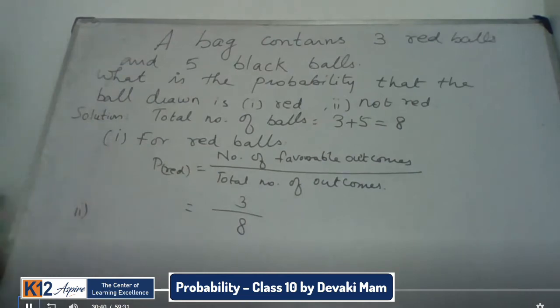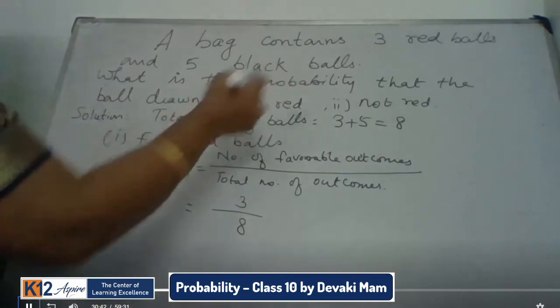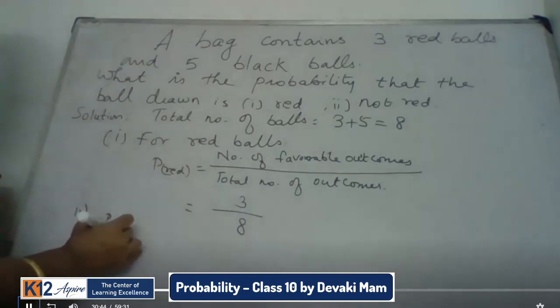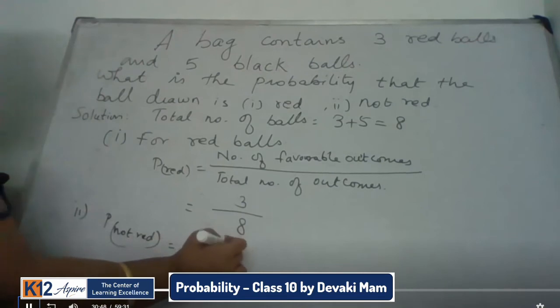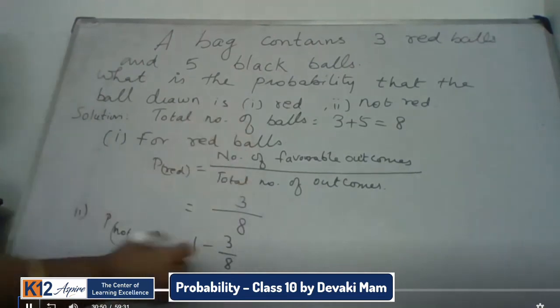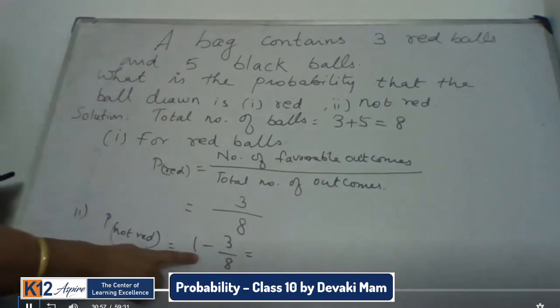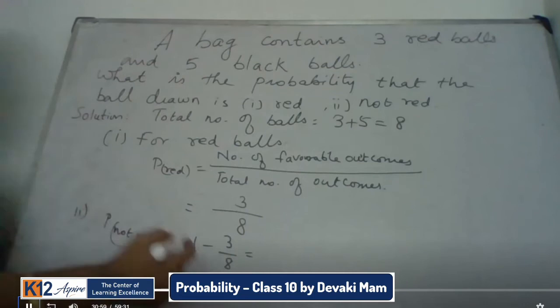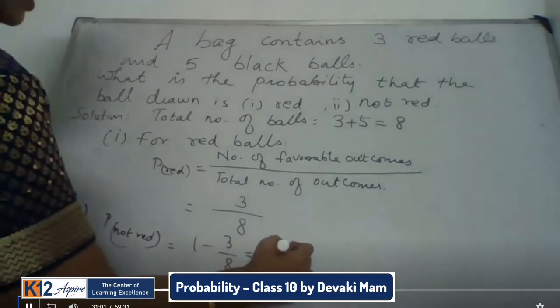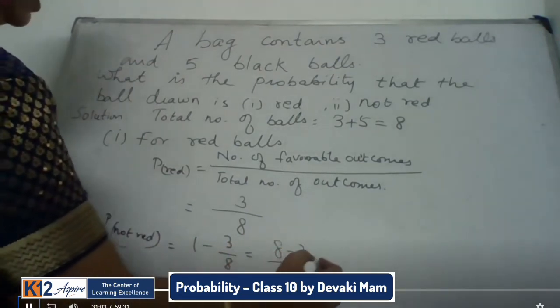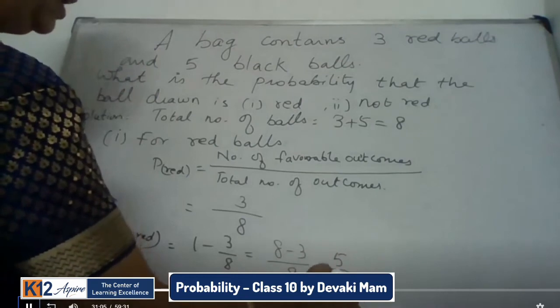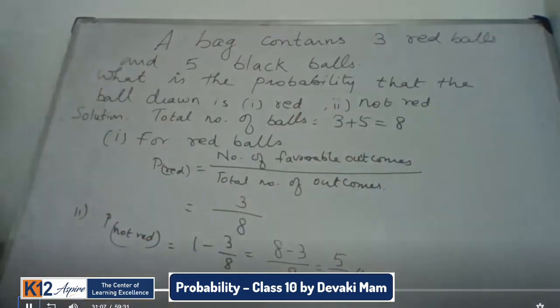And for question number 2, they are asking for not red. That is P of not red, which is equal to 1 minus 3 by 8. We can find this using the formula P of E plus P of not E is equal to 1, isn't it? From that formula we can arrive at this result. 1 minus 3 by 8, that is 8 minus 3 by 8, that is 5 by 8. So this is the answer for the second question.